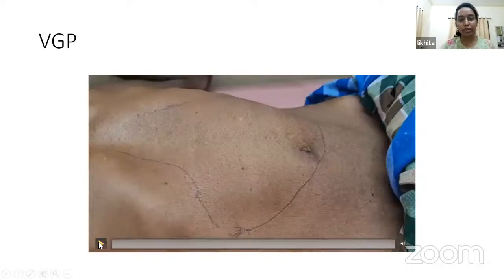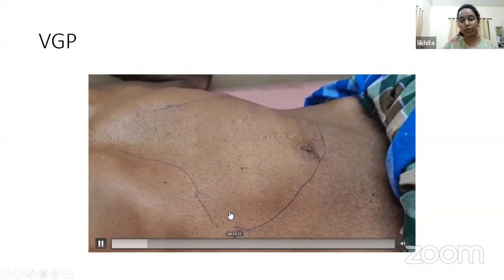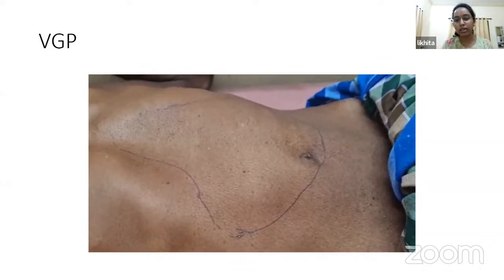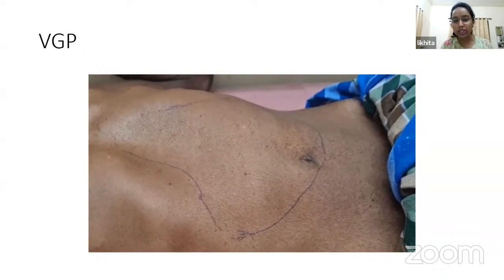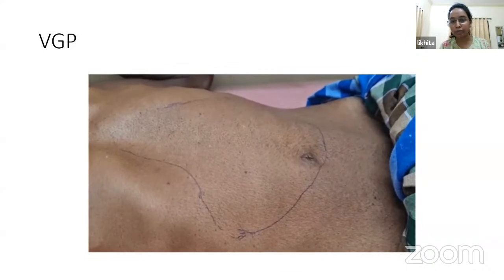This is a video of epigastric peristalsis, which shows the gastric wave starting from the left side of the abdomen, moving towards the epigastric region and to the right hypochondriac region, and then diminishing slowly.